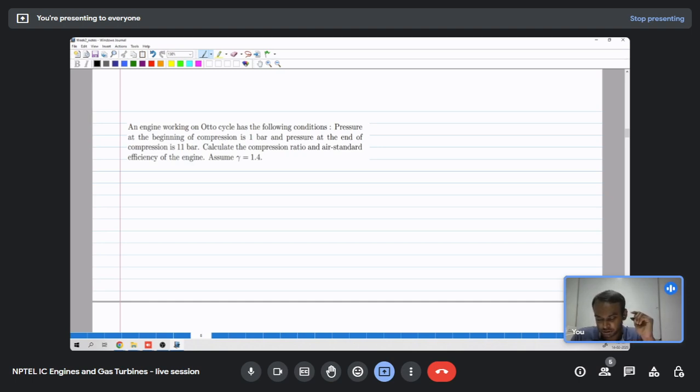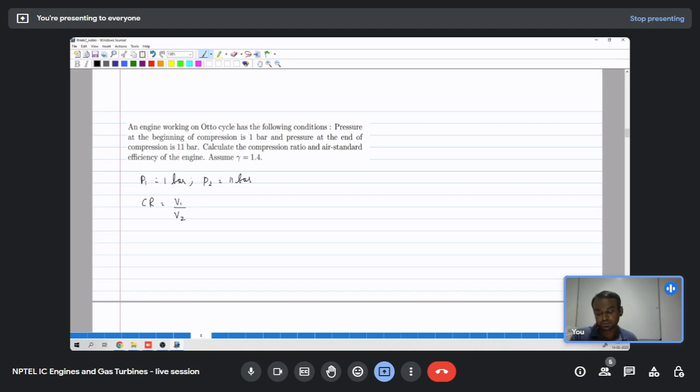An engine working on Otto cycle has the following conditions. Pressure at the beginning of compression is 1 bar, pressure at the end of compression is 11 bar. Calculate the compression ratio and air standard efficiency of the engine. Assume gamma is 1.4. So from the plot, P1 is given as 1 bar and P2 is given as 11 bar. We need to calculate the compression ratio, which is V1 by V2.